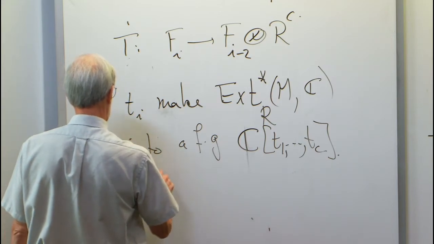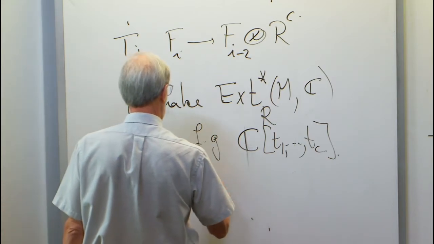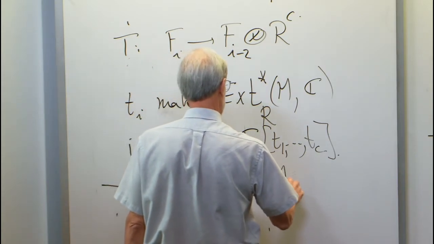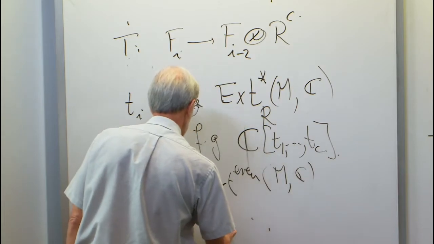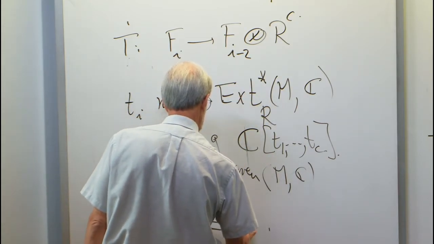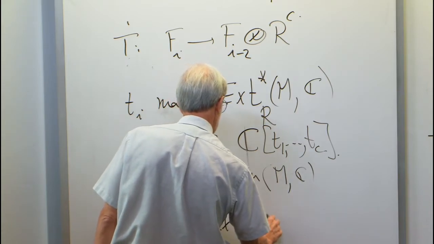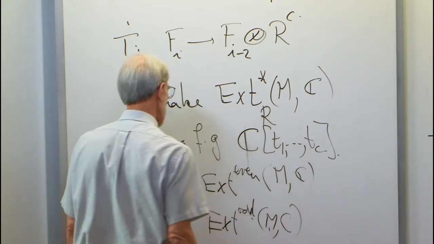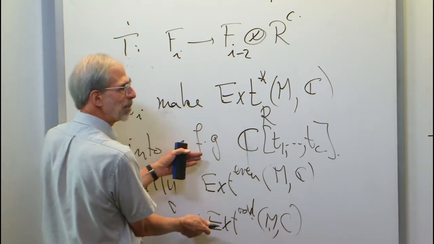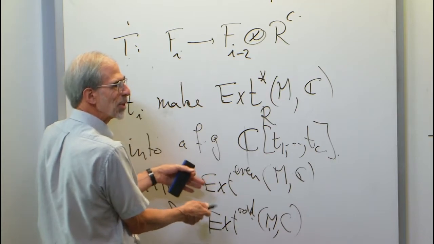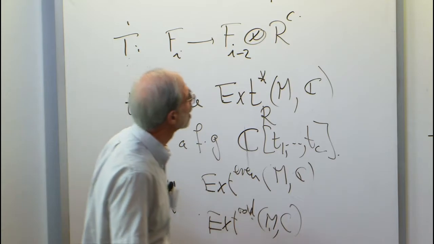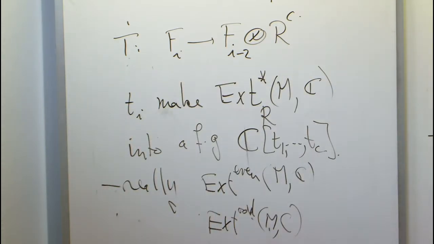Because really, X even of M, C and X odd of M, C, this is the direct sum, and they have the same multiplicity, they have the same dimension. There are clearly connections between them, and we don't understand what those are. So that's a problem that has troubled me for many years.